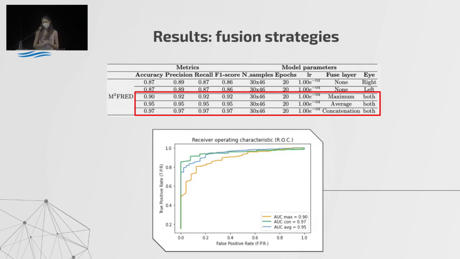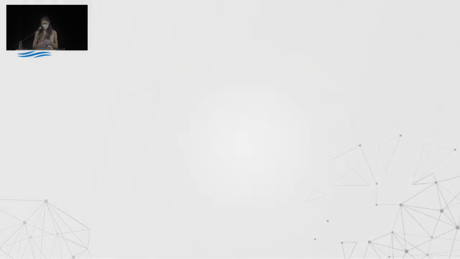Okay, we can see the metrics. The ROC curves reflect the results achieved with the metrics. So we have an AUC score that is higher for the concatenation layer, obviously, that reached the 0.97, and it is followed by the average fusion layer and the maximum fusion layer.